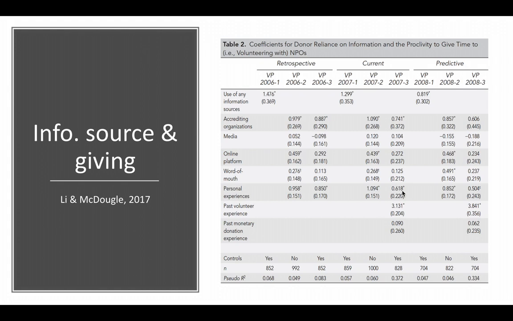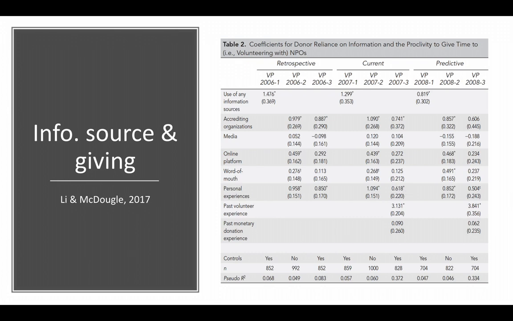0.618 units change in Y. But remember, Y is also coded as yes or no, right? So that means whether or not you volunteered in 2007, 0 means no, I didn't volunteer. 1 means yes, I did volunteer. So 0.618 actually means 61.8% probability you are going to volunteer in 2007.